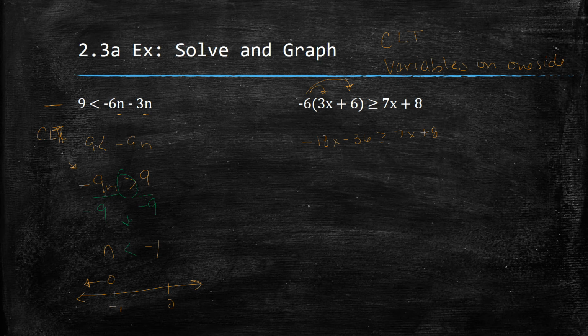Now you have to get your variables on one side. I tend to put them on the left because it's easier when you read the inequality. So to move that 7, we have -7x on both sides. -18x minus 7x is going to give you -25x minus 36 is greater than or equal to positive 8. Move that 36 over, plus 36 on both sides. -25x is greater than or equal to 44.